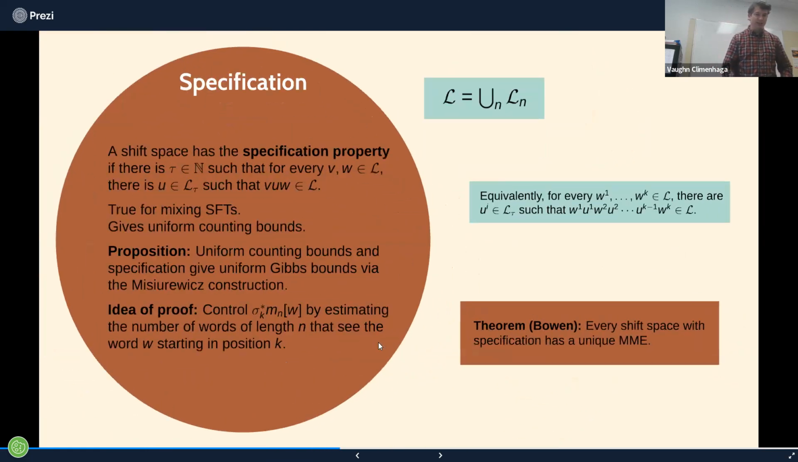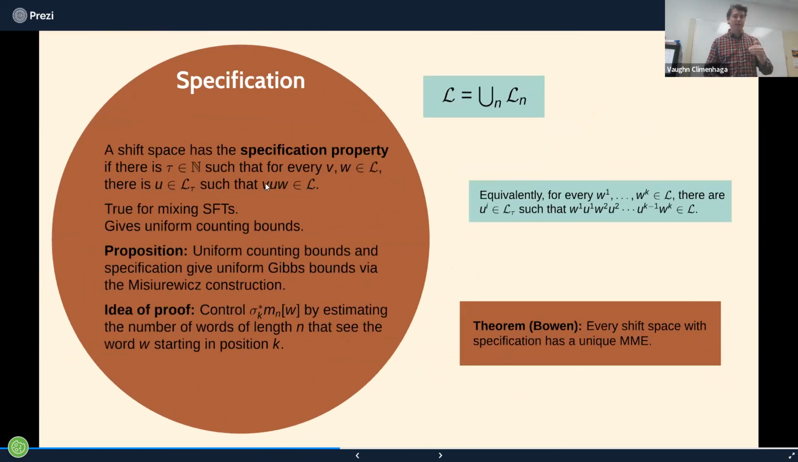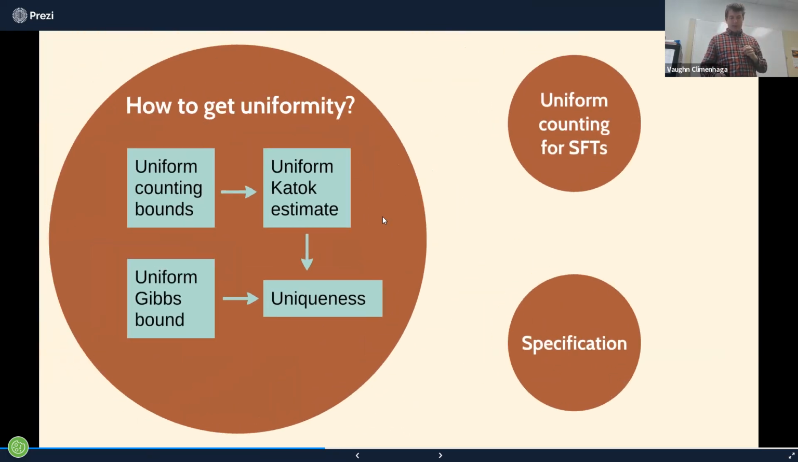So I said that this is a specification property, so let me repeat it here. This is exactly what I wrote down on the previous slide. And the argument that I waved my hands through there is an argument that mixing subshifts of finite type have a specification property, and that the specification property gives you uniform counting bounds, both lower and upper. That is almost what you need for the proof of uniqueness.